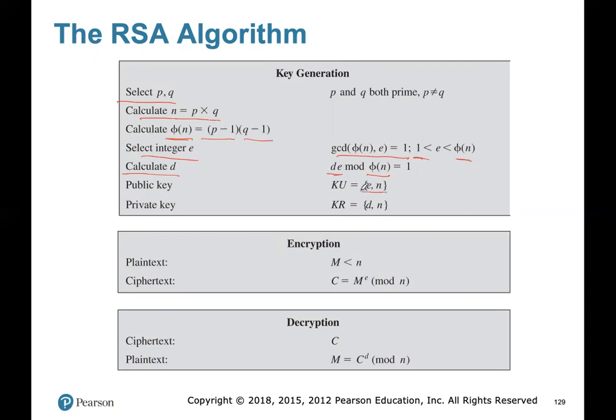E and N are used as public keys, and D, and here in the book it says D and N, but N can be public, so I would say D. I would prefer saying D is the private key. And the encryption process and decryption process are based on what I talked about.